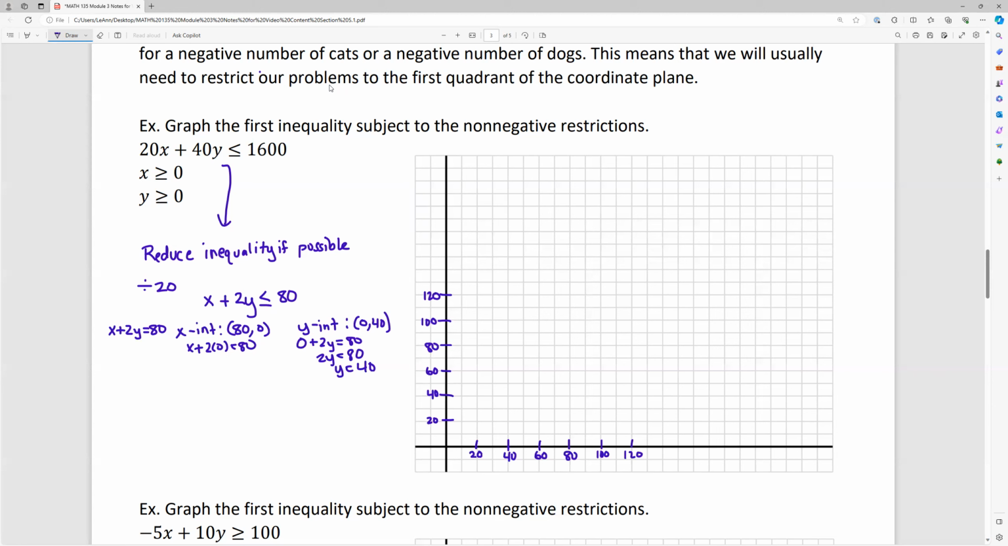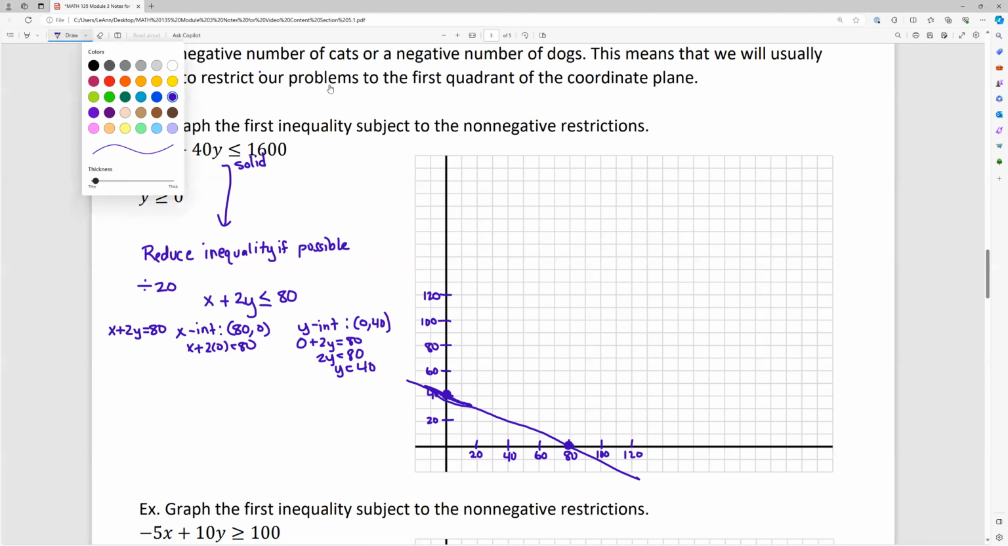So when I go to plot these, I have (80, 0). That's my x-intercept. (0, 40). That's my y-intercept. This is going to be a solid line. Like I said, do the best you can. Sometimes this pen goes a little off. So that's my line. And then I'm going to also do my non-negative constraints.